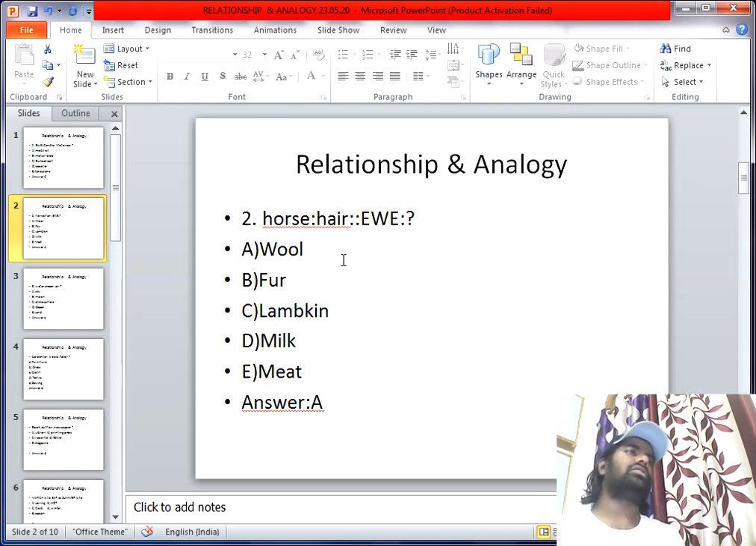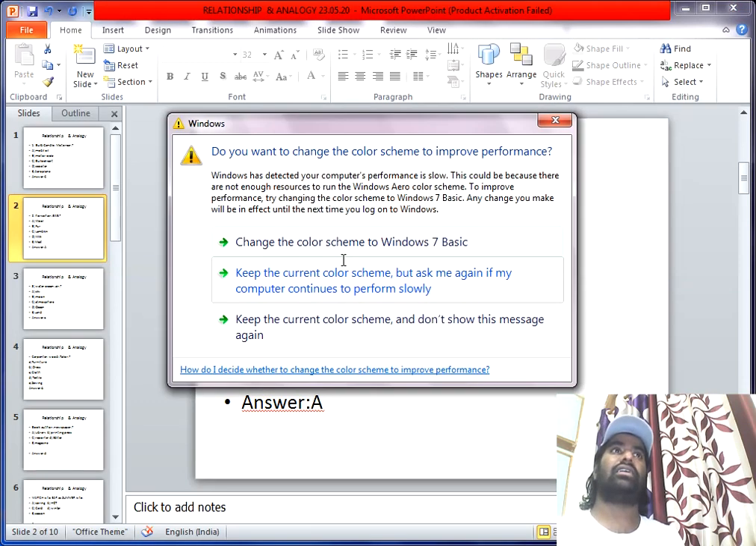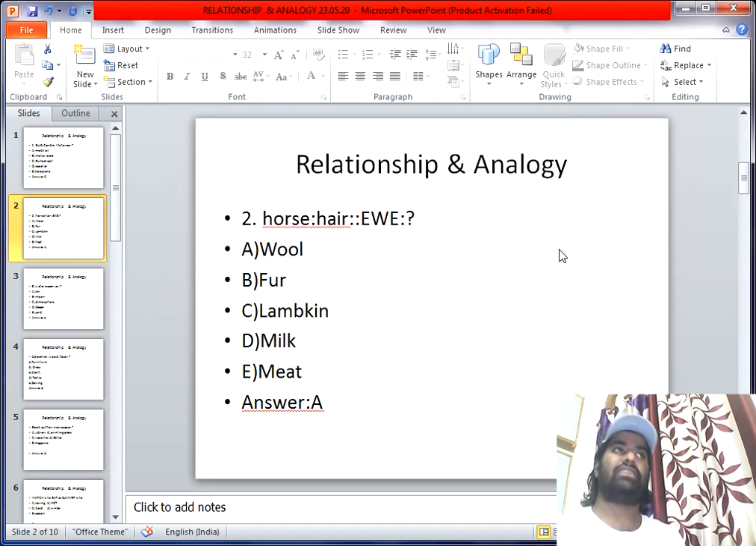So the first one is horse. What is ewe? Ewe is nothing but a female sheep. What will the sheep have? It has wool, right? Some people might also use wool for sweaters and all those things. So ewe is nothing but a female sheep, so the right answer will be wool.